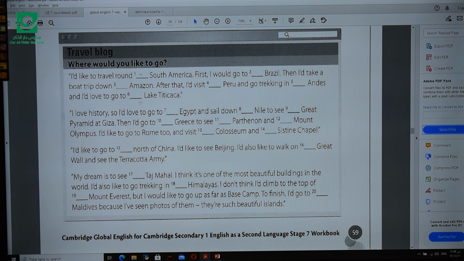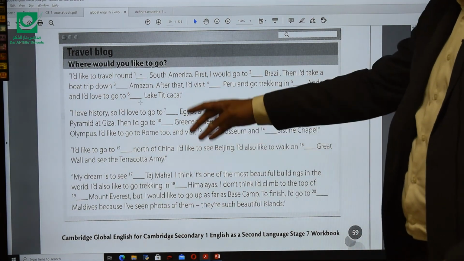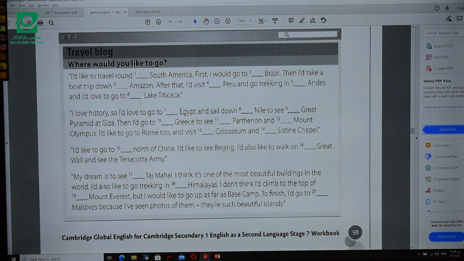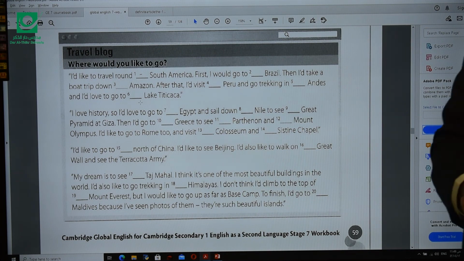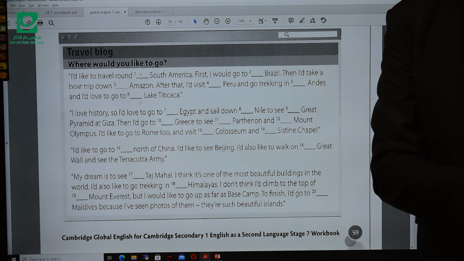I hope you can do the rest of the exercise now. You will answer from number 7 to number 20. Inshallah, if you need the answers, I will send them to you, or you can check the answers with your teacher in the Zoom session.